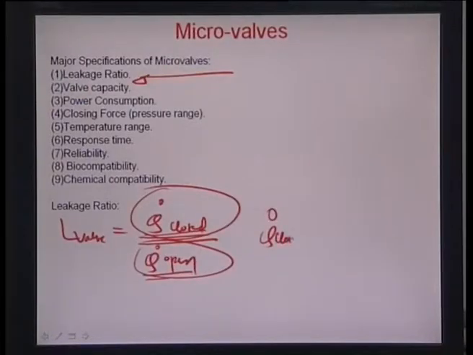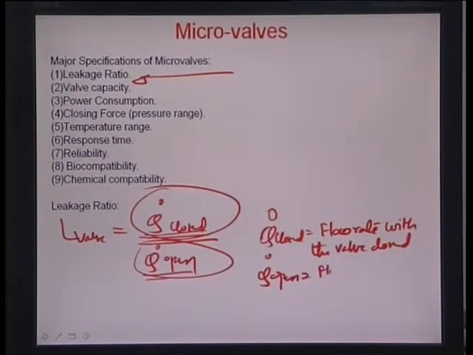This is Q dot closed, the flow rate with the valve closed, and Q dot open is the flow rate with the valve open, with the pressure head that is actually driving the flow through this valve. Or the square root of the pressure head that is driving flow through this particular valve. Let us illustrate this a little properly.